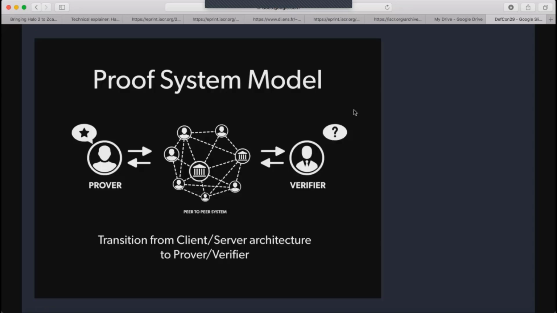Now, when we look at the zero knowledge proof system closely, how is it a radical change from the status quo? It can be seen as a transition from client-server architecture to prover-verifier architecture. Hence, we can say that this is more of an objective ontology for the World Wide Web and Internet, because client-server architecture is something at the root of it.